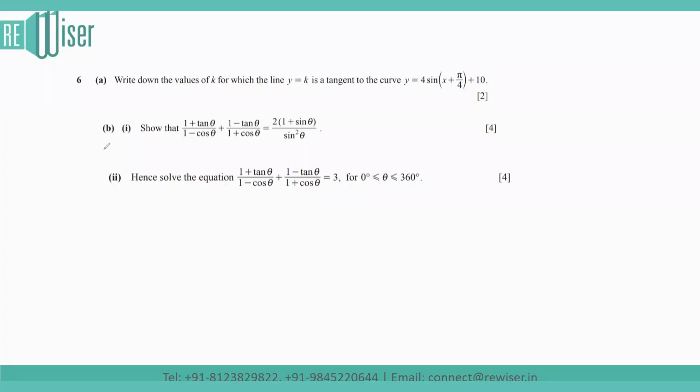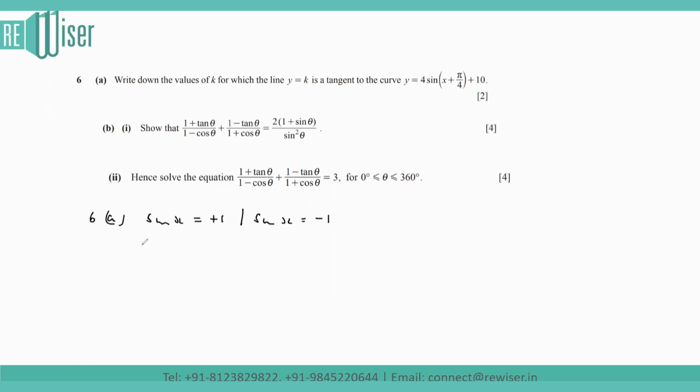Hello students. Question part 6 says, write down the values of k for which the line y equals k is a tangent to the curve y equals 4 sin(x plus pi by 4) plus 10. To answer this question, please remember one thing: the max value of any sine function is plus 1 and the minimum value of any sine function is minus 1.